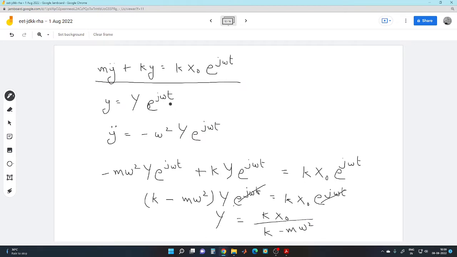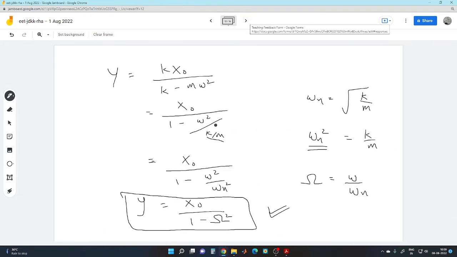For that, we assume that the excitation is of the form y e raised to the power j omega t. We substitute that and we form this relation. If you have gone through the lecture slides, the professor discusses this relation, and this is the common relation we obtain. Finally, this is the expression we get. This capital omega is the ratio of excitation frequency to natural frequency.